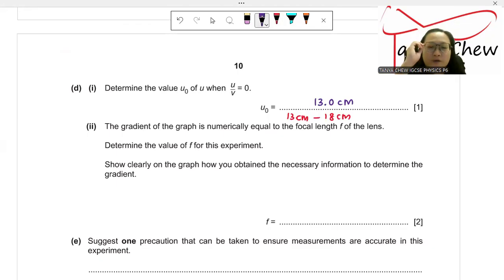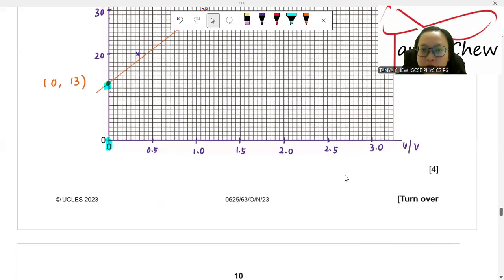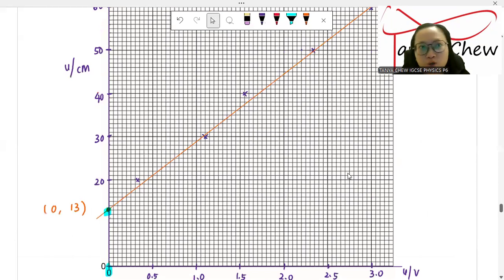The second part, the gradient of the graph is numerically equal to the focal length, f, of the lens. Determine the value of f for this experiment. Show clearly on the graph how you obtain the necessary information to determine the gradient. So you know that f is equal to the gradient. Gradient is from math: you need two coordinates, y2 minus y1 over x2 minus x1. So you have to show your x1, y1, and your x2, y2.